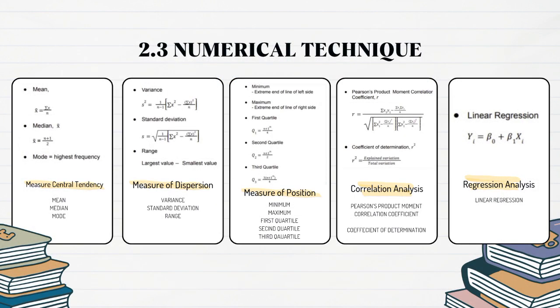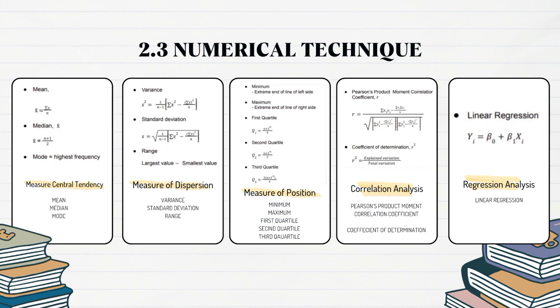And the last method, which is numerical technique. Numerical technique contains two parts. First one is statistic technique and formula. The formula is based on the statistic technique. We're going to use 5 statistic techniques. The first one is measure of central tendency, which is mean, median, mode. Second, measure of dispersion, which is variance, standard deviation, and range.